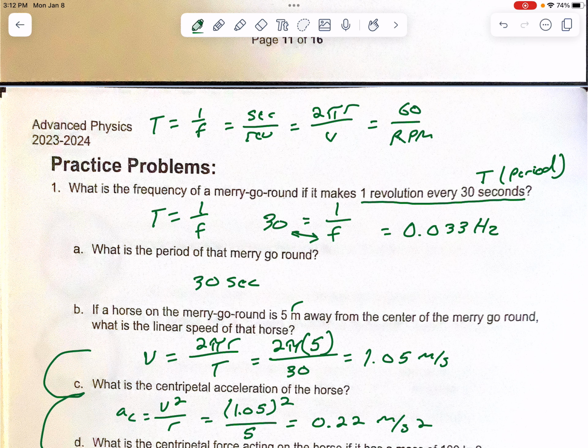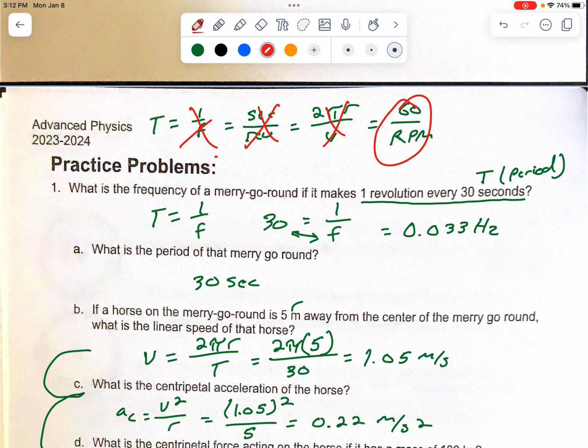If I don't have frequency, then I cannot use this. If I don't have seconds and revolutions, I can't use this. If I don't have radius or velocity, I can't use this. But let's say I have RPMs, then I can use that. So these are just different ways to find T. You just got to use whichever one you can, based on the question you have.